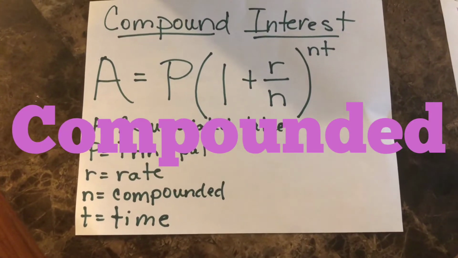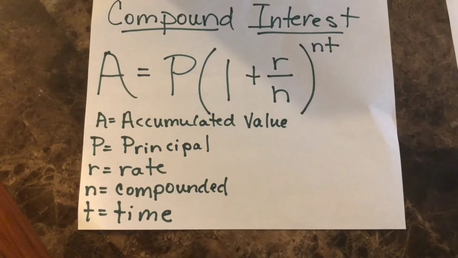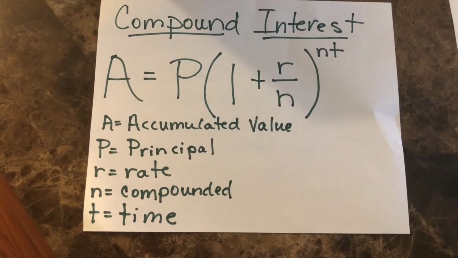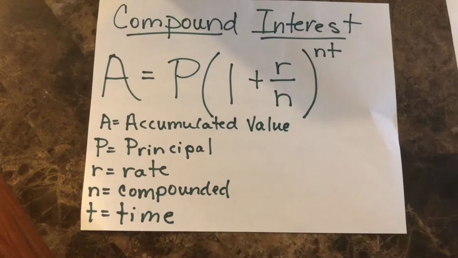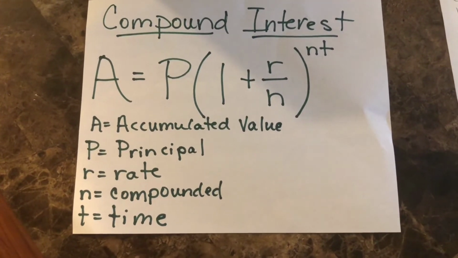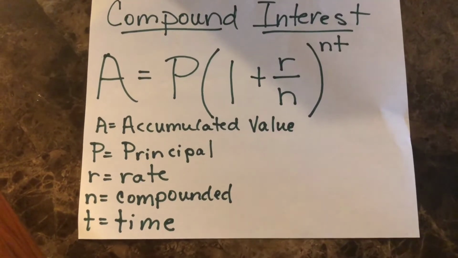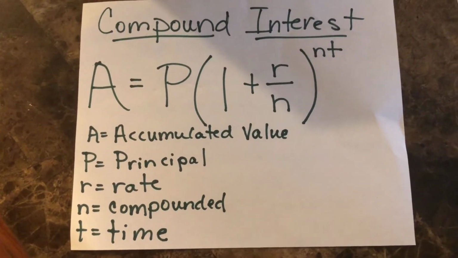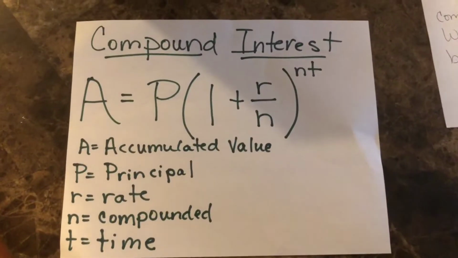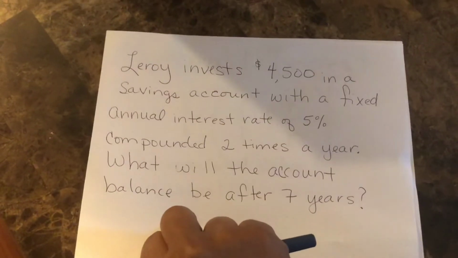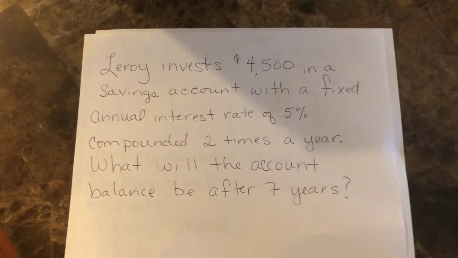So we'll have something compounded annually, twice a year, monthly, quarterly. And those are the things, or we could have something compounded daily. So now we're going to look at a problem where we have to use this formula of compound interest. And it reads as follows.